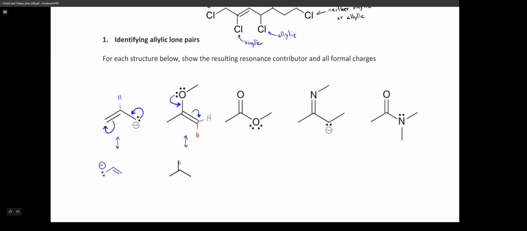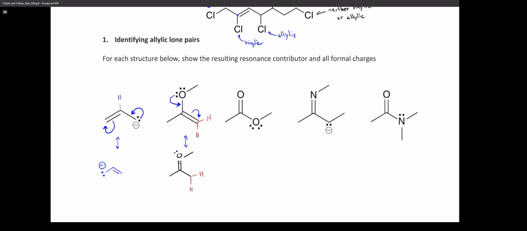But now the oxygen has a double bond. And there's still one lone pair left over. I'll draw in those hydrogens. Or you could have just written CH2 if you'd wanted.